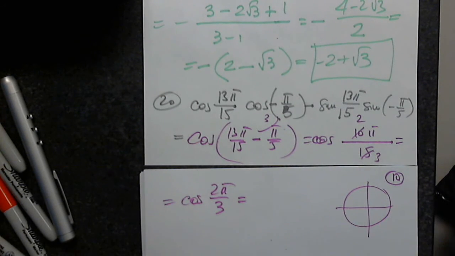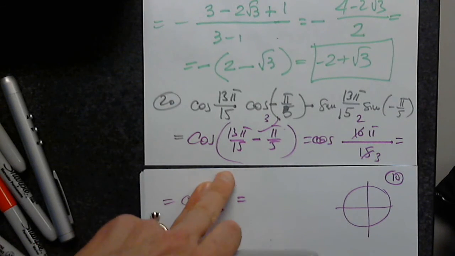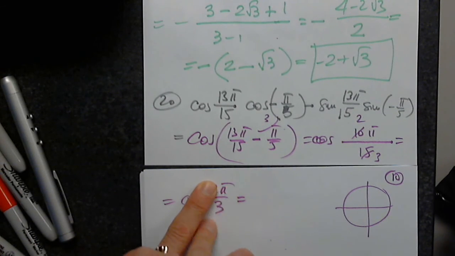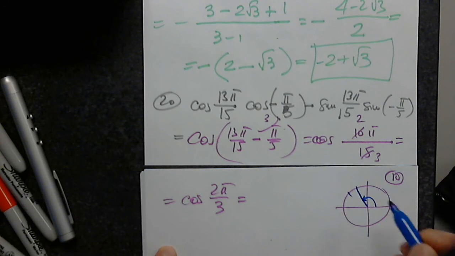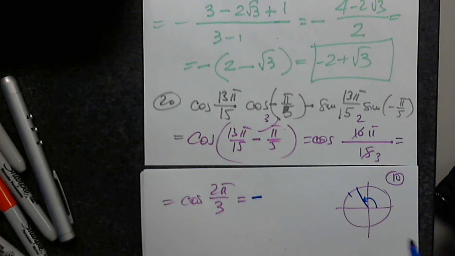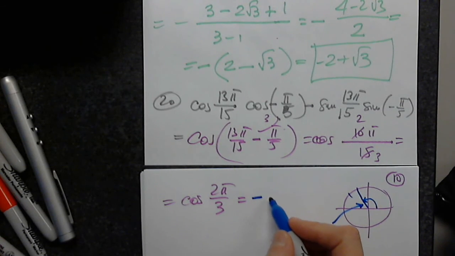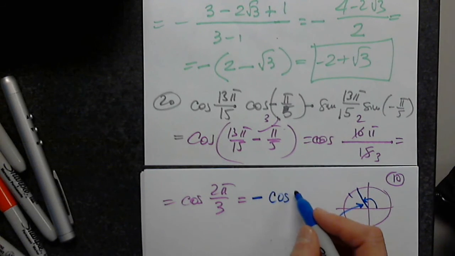Not so fast. 2 pi over 3 is an angle in which quadrant? What angle is this one? What angle is this? 60 times 2. Yeah. Good. What is the sign of cosine in the second quadrant? What is the reference angle of this angle? So then what do I write here? Negative 1 over 2. Yes, you're right.